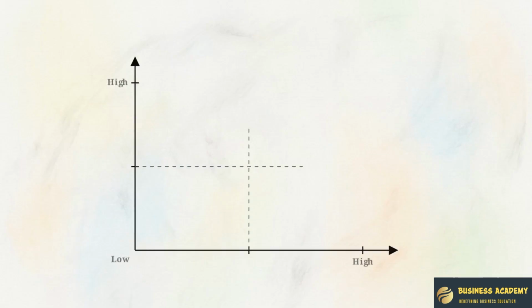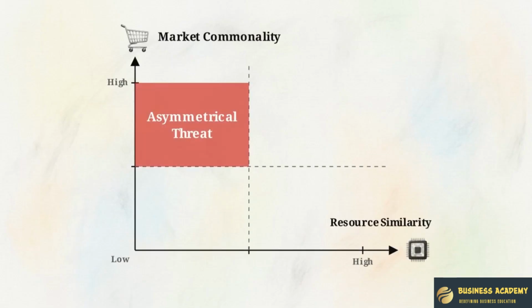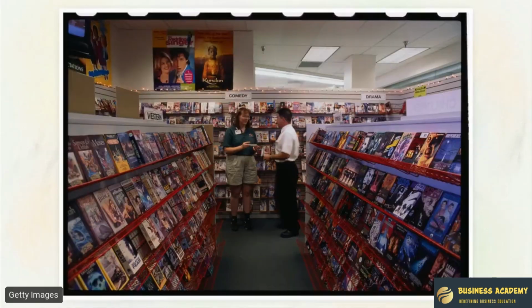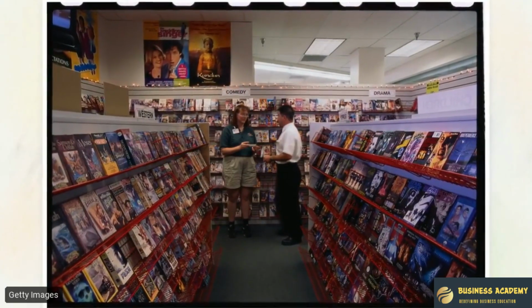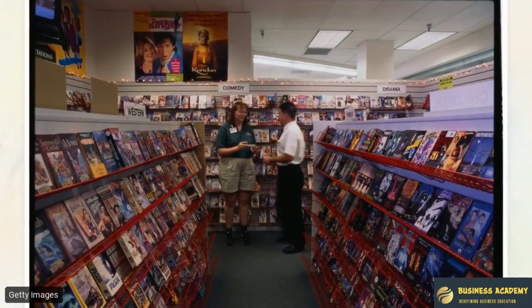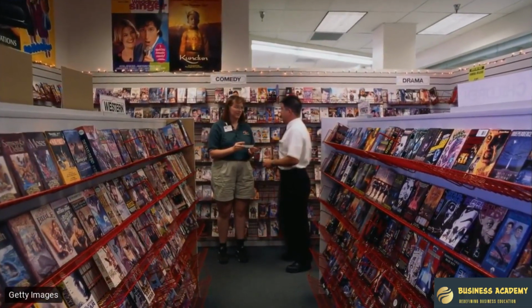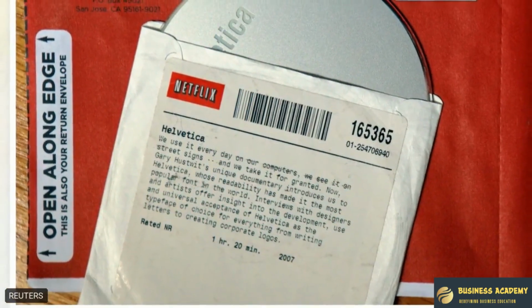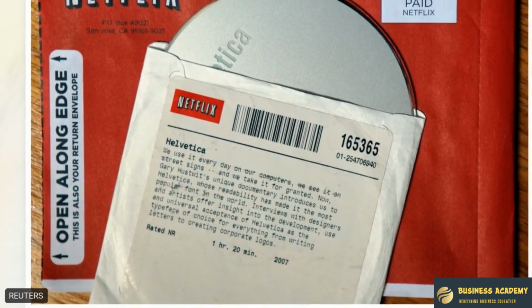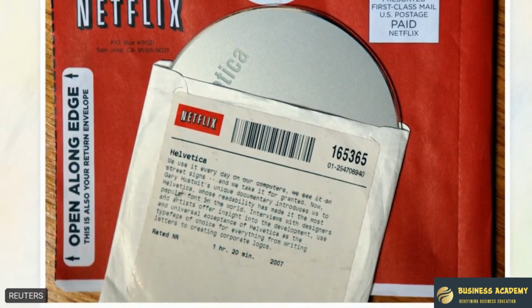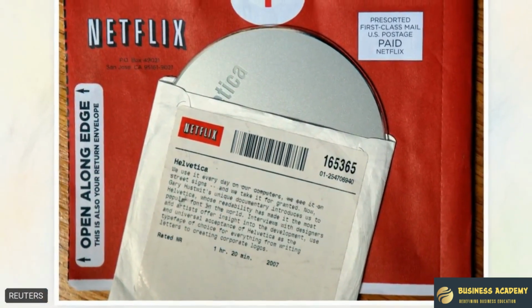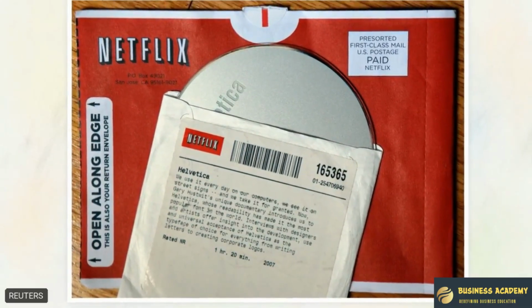The true structural threat lies in the top left quadrant: high market commonality but low resource similarity. In the early 2000s, Blockbuster dominated the home entertainment market, using a resource base built on physical real estate and massive retail inventory. Netflix attacked that same customer base using a subscription and streaming resource stack. Their capabilities differed so significantly that the conflict became asymmetrical.